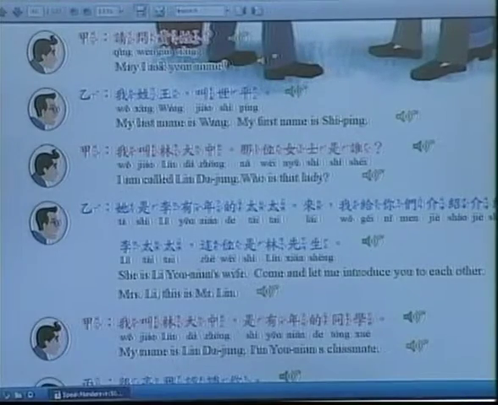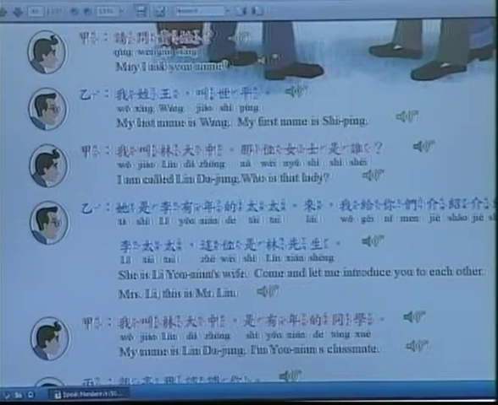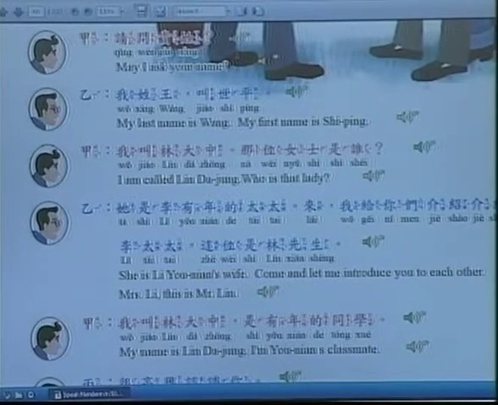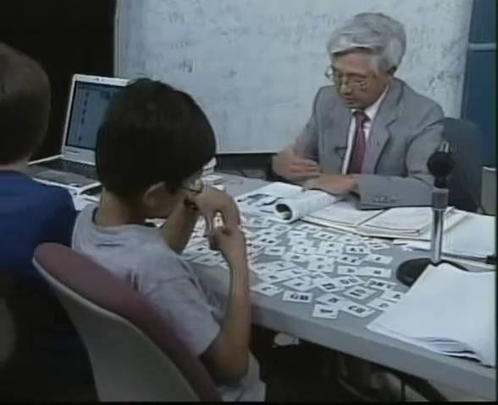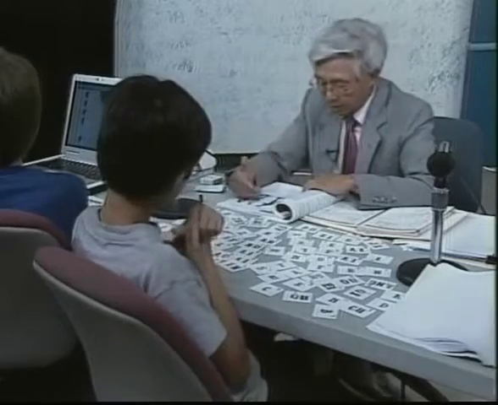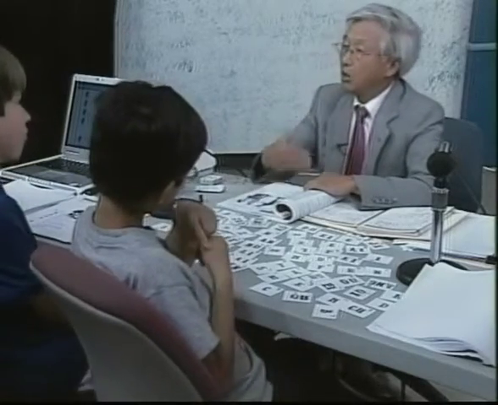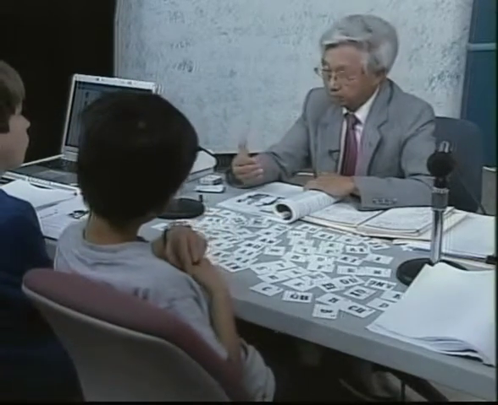请问贵姓? 我姓王, 叫世平, 我叫林大宗. The other person is, after hearing this person say, 我姓王, 叫世平, 我叫林大宗.